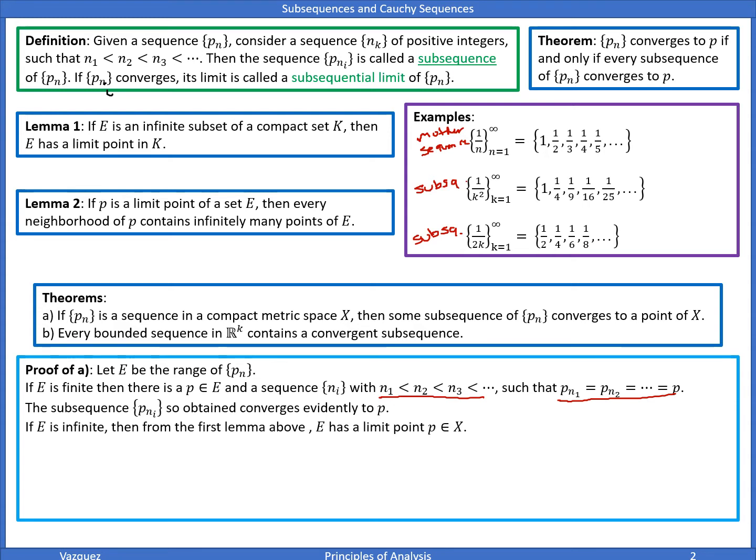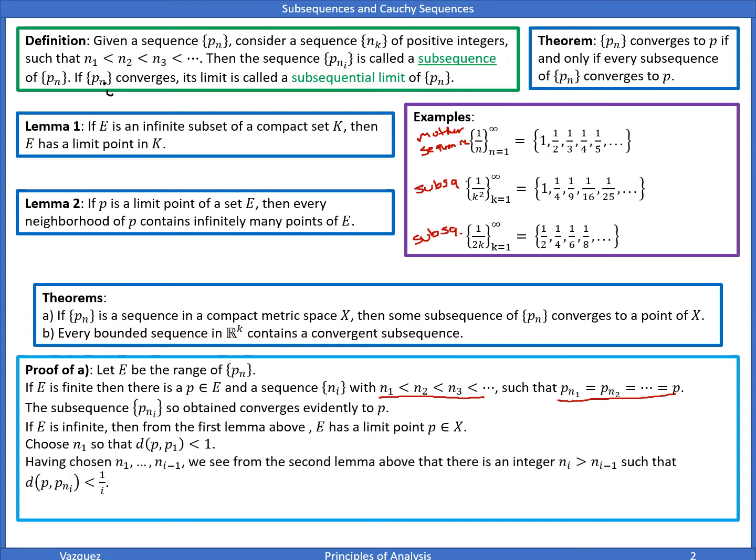Now the interesting case. Well, if E is infinite, then from the first lemma above, E has a limit point P in X, right? Because X, we said, is a compact metric space. So by lemma 1, P is a limit point. We're calling that limit point P in X. Now we're going to choose n sub 1 so that the distance between the limit point P and P sub n sub 1 is less than 1. That's how we're going to choose n sub 1.